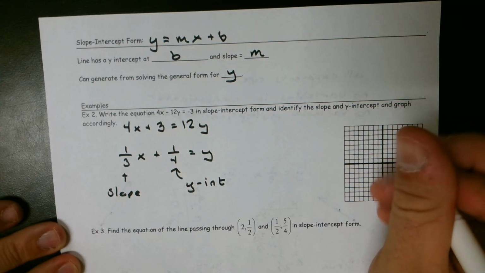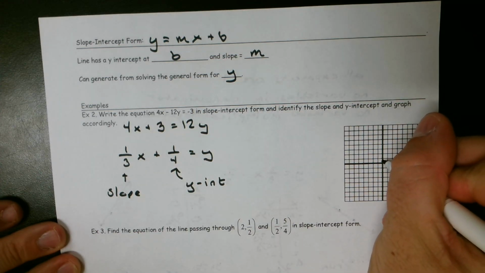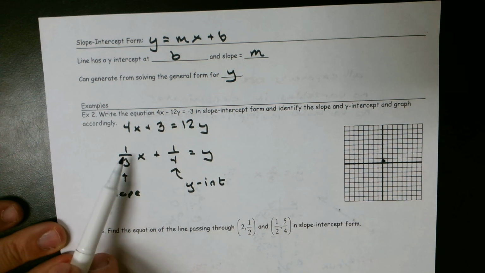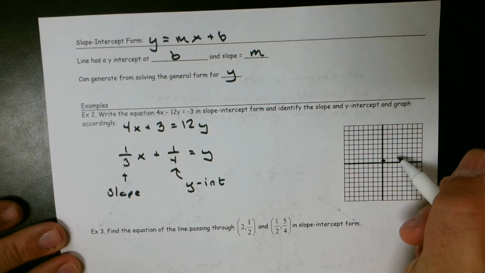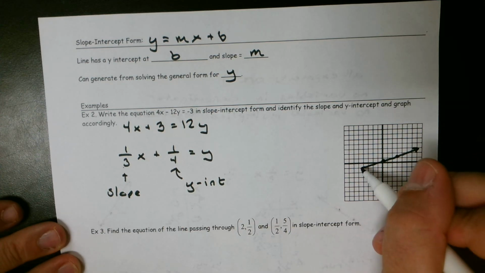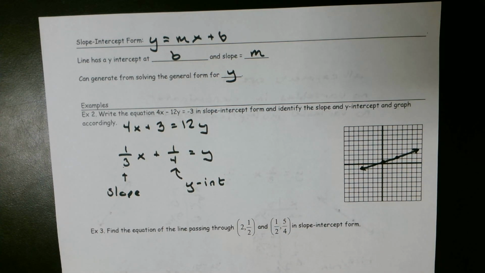So if I go over here and draw my y-intercept at 1/4, it's kind of hard to see, but there it is. My slope, my rise is going to be 1, and my run is going to be 3. So I'm going to go up 1 over 3. Now I have my 2 points. I can make a straight line, and I can graph it accordingly.